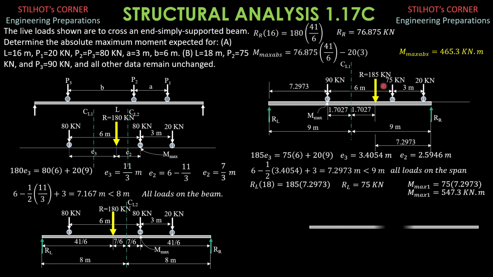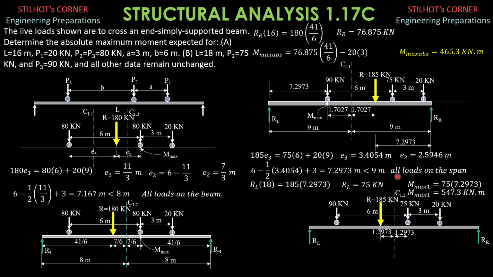So next, we consider the possibility that the absolute maximum moment occurs under load 2. So let's have the center line between this resultant and load 2 in this figure. So this is the resultant, still 185 because all the loads are expected on the beam. Then the center line distance is half of 2.5946, so 1.2973 meters. Since half the length of the beam is 9 meters, half of 18, the distance of the resultant from the left is 9 minus 1.2973, and that is 7.7027 meters. That's also the same distance between load 2 and the right support, 7.7027 meters.